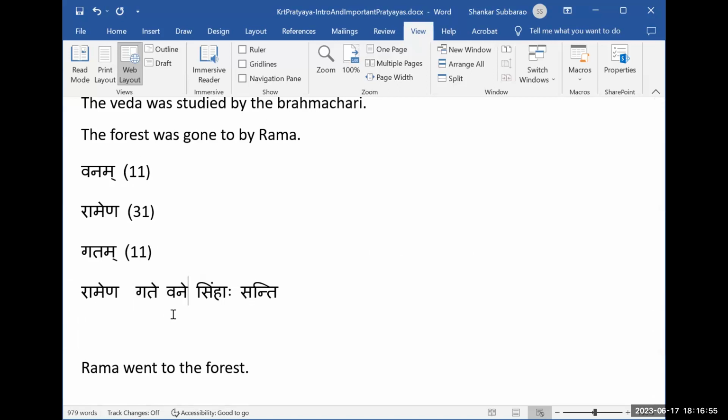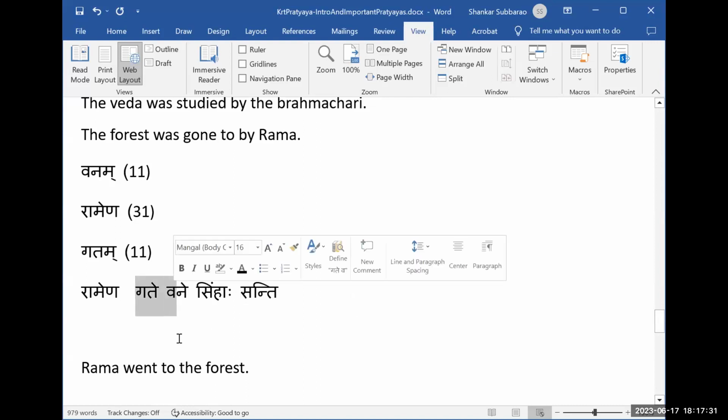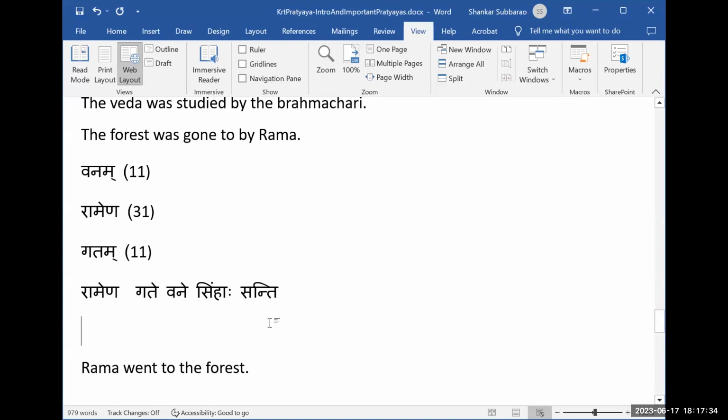Okay? Yes, Deepti, you have a question? Swamiji, if Gate is in the past tense, does Santi also need to be in the past tense? Need not be. It can be present also. To the forest which Rama went, now there are lions. Why not? Adhyapi Santi. No problem with that. I could drop this. I can say Asan. That's also okay. Doesn't matter. Focus on how you understand this Gatam. That's all I'm trying to focus on.